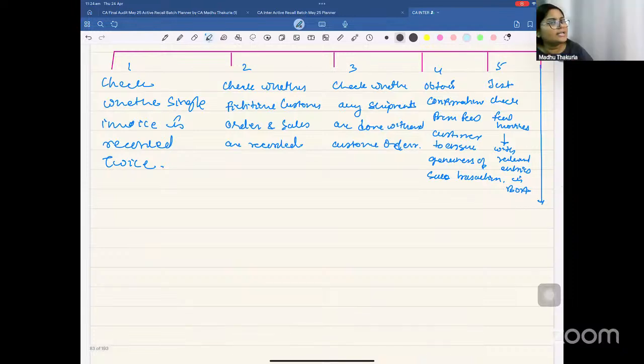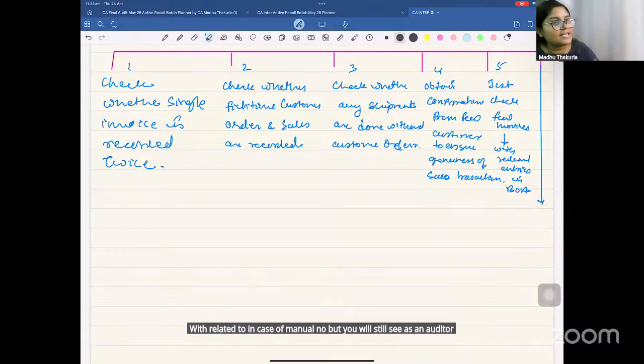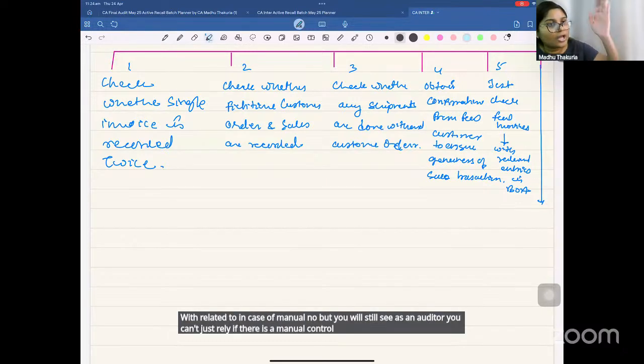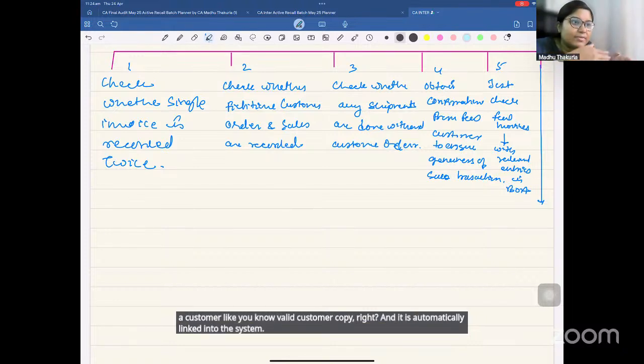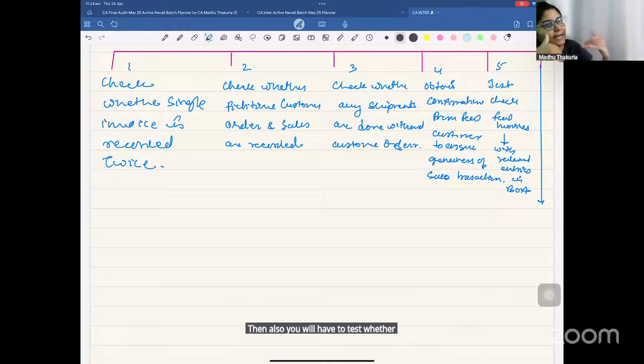In case of manual, no, but you will still have, see, as an auditor you can't just rely on whether there is a manual control or automated control. You have to take out some samples and check. For example, if you found that there is an automated control, for every sales invoice there is a valid customer copy, and it is automatically linked in the system, then also you will have to test whether it is correct or not. So you will still take out some samples and test.